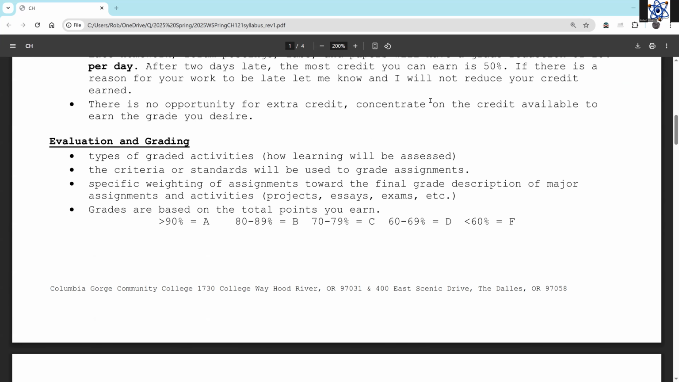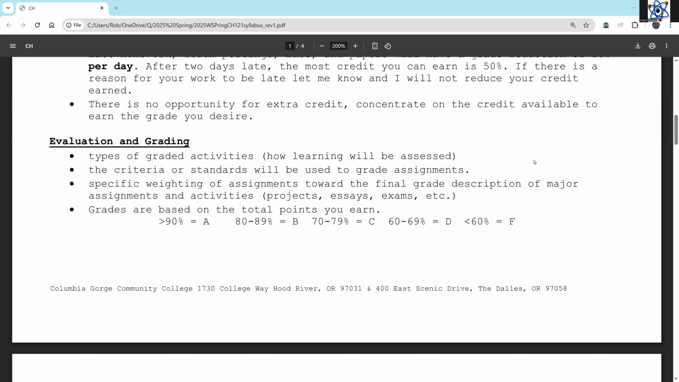There are different types of graded activities that I'll talk about here in a minute. I use a particular criteria or standard to grade those things, meaning I have a rubric, I have something I'm expecting to see when you're answering a homework question or you're turning in a lab report. The specific weighting for the assignments, it's basically all of the points that you're going to earn in this class, regardless of what it is that you're looking at, are going to be equal.